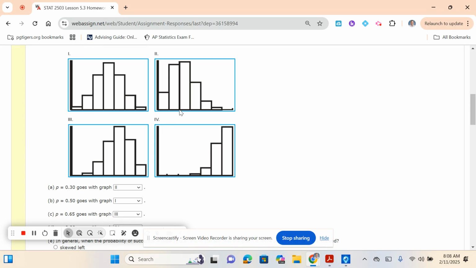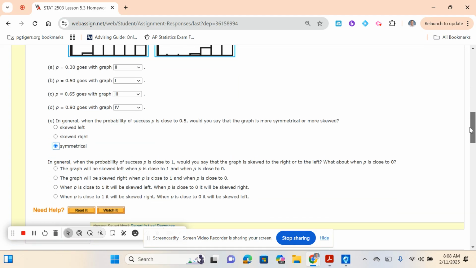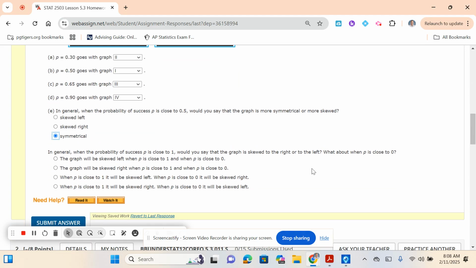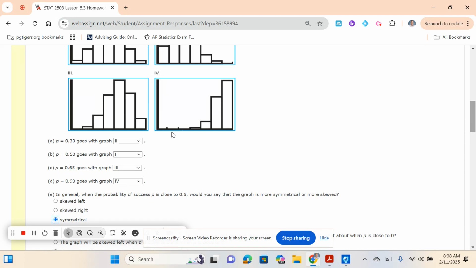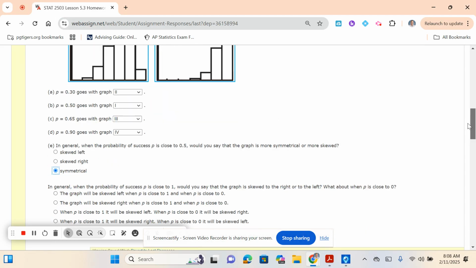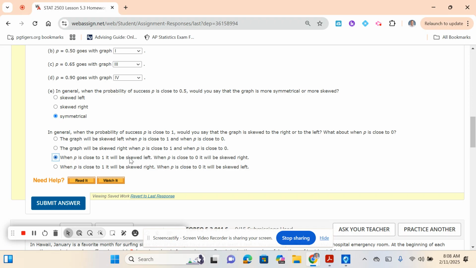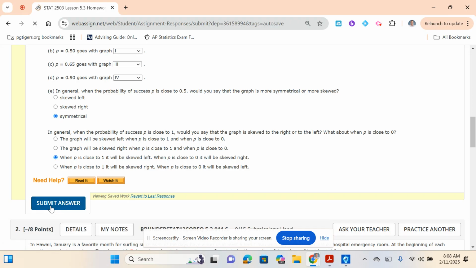What happens when it's closer to 0? When it gets closer to 0, where's the tail? The tail is on the right. So closer to 0, it's skewed right. Closer to 1, it's skewed left. So close to 1, it's skewed left; close to 0, it's skewed right. Okay, all right. So there's your number 1.